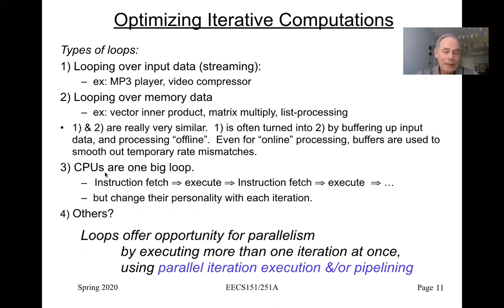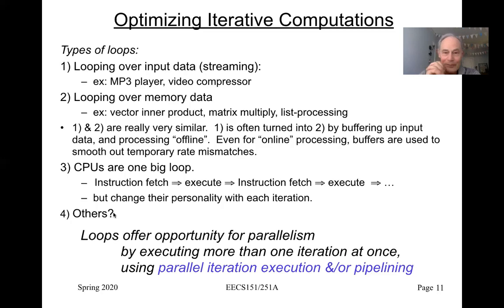Number 3 is CPUs. If you think about a CPU, the hardware there is really just executing one loop. It does an instruction fetch, then an instruction execute, and then fetch, and then execute, going over and over again, looping through your program through the use of the program counter. The personality changes on each iteration, so the body of the loop is really determined by which instruction we're executing. So that's another instance, and I think that's all there is. If somebody has ideas on other kinds of loops, I'd love to hear about it, but I think that's pretty much it. So that characterizes why we have loops.